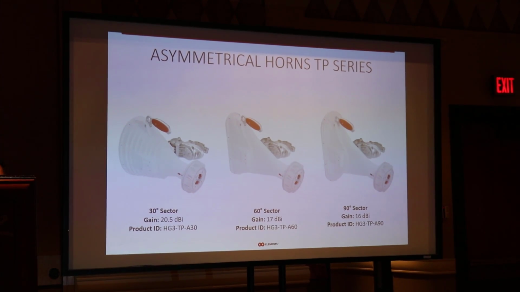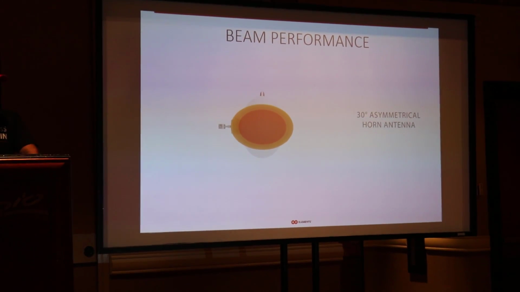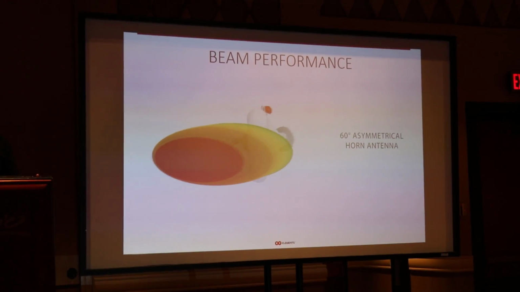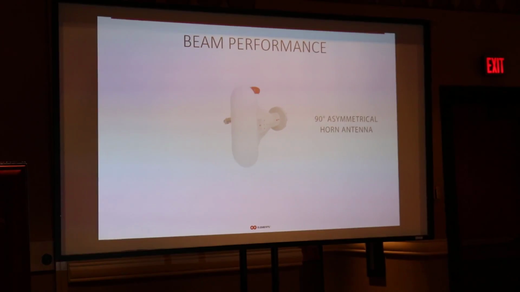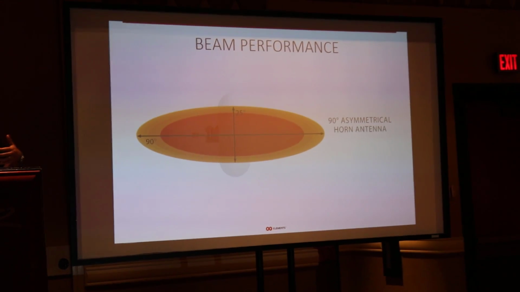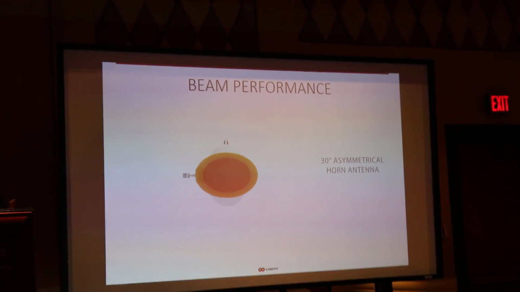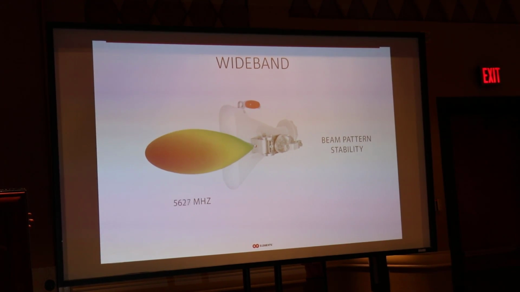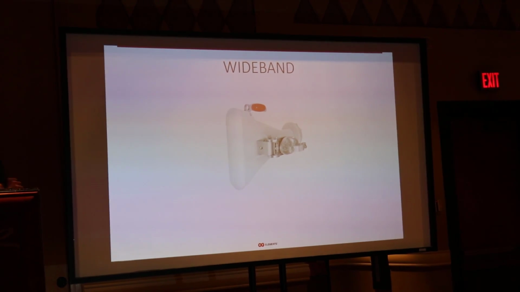So we have three new antennas now. We have a 30-degree sector, a 60-degree sector, and a 90-degree sector with an asymmetrical beam pattern. So you get all the great beam performance that we had before with our symmetrical in an asymmetric pattern. So now you get that more narrow vertical beam with wider horizontal beams with increased gain, right? So for those rural areas where you don't have the ability or you don't really have the user base in order to install multiple horns, you want less horns for more coverage, we have an asymmetrical beam pattern for that.